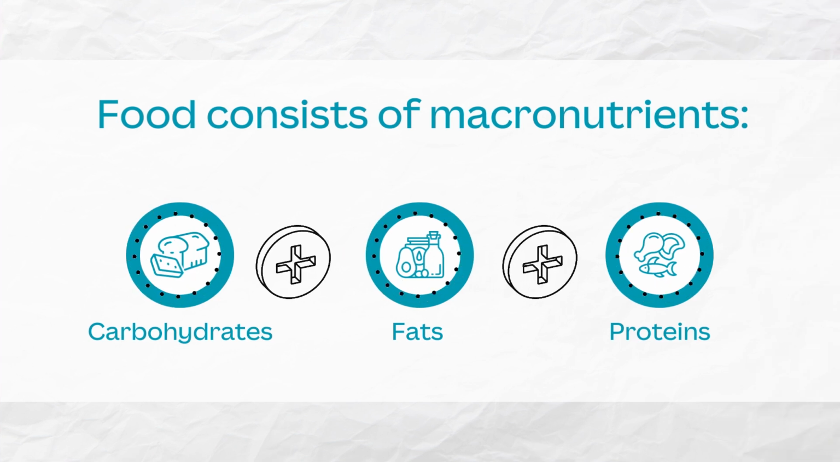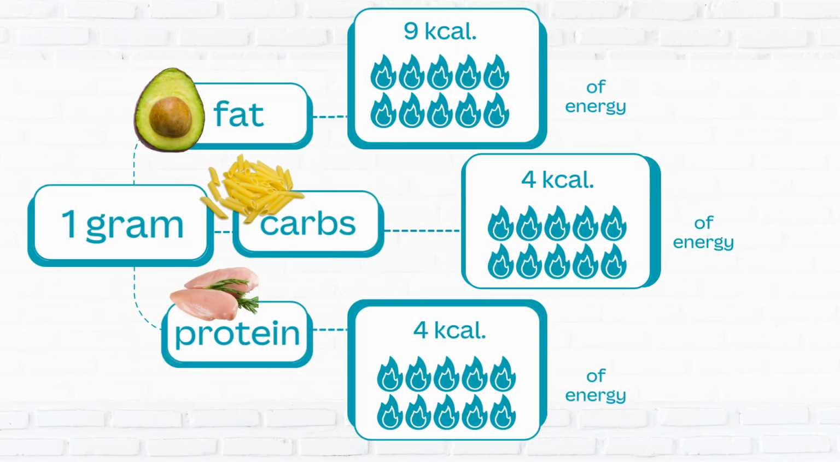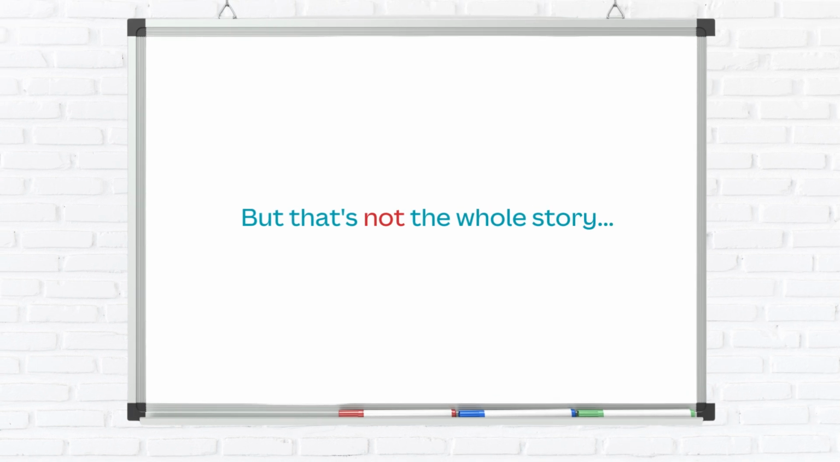Food consists of so-called macronutrients: carbohydrates, fats, and proteins. Each of those is different and has different properties. Thus, 1 gram of fat can store 9 kilocalories of energy, 1 gram of protein, 4 kilocalories, and 1 gram of carbohydrates, 4 kilocalories. But that's not the whole story.